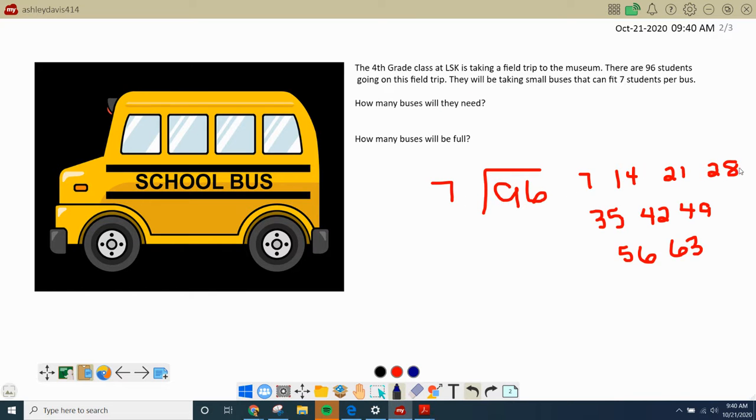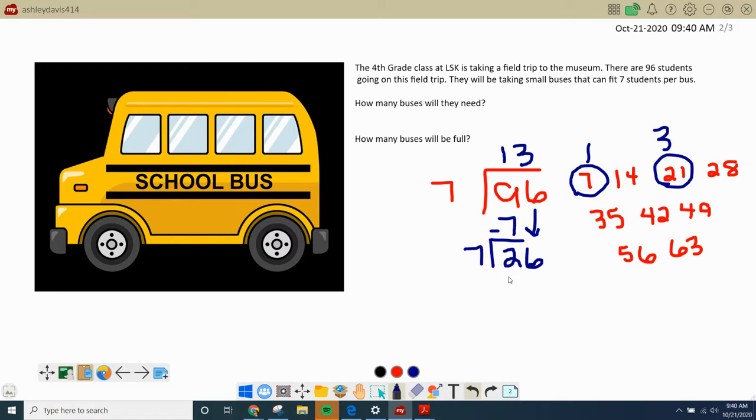Now we're going to see how many times 7 can go into 9. While I look over at my multiples, I can go 1 time. 7 times 1 is 7. We subtract that. 9 minus 7 is 2. Bring down the 6. Divide once more. 7 goes into 26, not 28. It can go 21, which is 3 times.